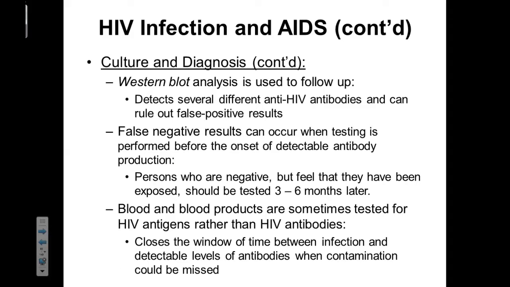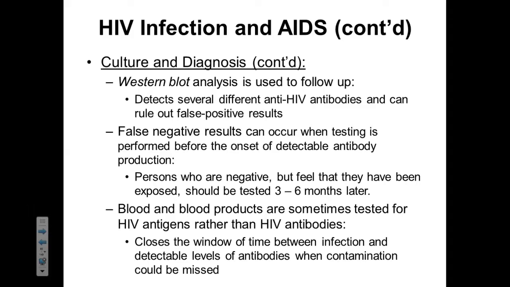The follow-up test is a little bit more involved. It's the Western blot analysis. Western blot analysis is a way to test for the presence of very specific proteins within a sample. So it's going to test for very specific anti-HIV antibodies. Recall, an antibody is a protein of the immune system that is going to be produced in response to a specific antigen.